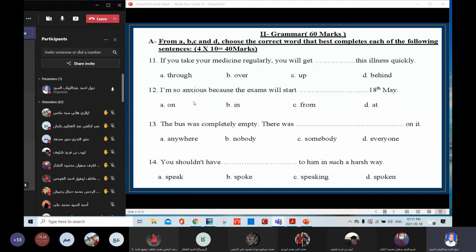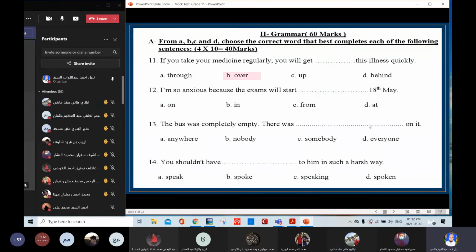Hilary. If you take your medicine regularly, you will get over this illness quickly. Very good. So get over means recover or become well. Get over. Thank you. Number 12.